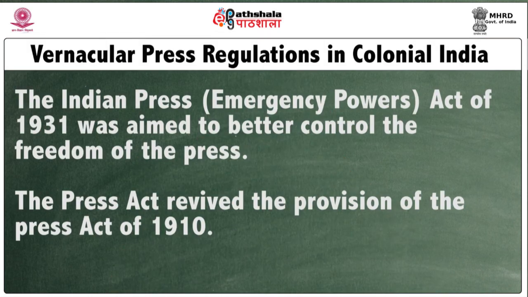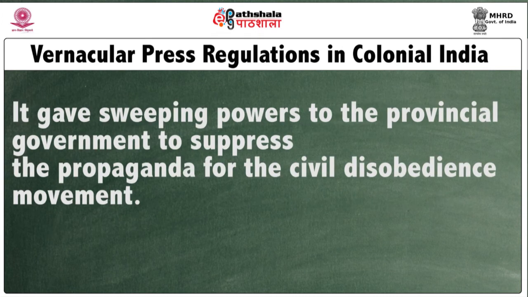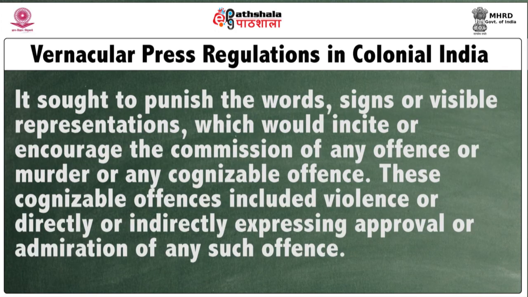The Indian Press Emergency Powers Act of 1931 was aimed to better control the freedom of the press. It revived the provisions of the Press Act of 1910. It gave sweeping powers to the provincial government to suppress the propaganda for the civil disobedience movement. It sought to punish words, signs, or visible representations which would incite or encourage the commission of any offense of murder or any cognizable offense. These cognizable offenses included violence or directly or indirectly expressing approval or admiration of any such offense.